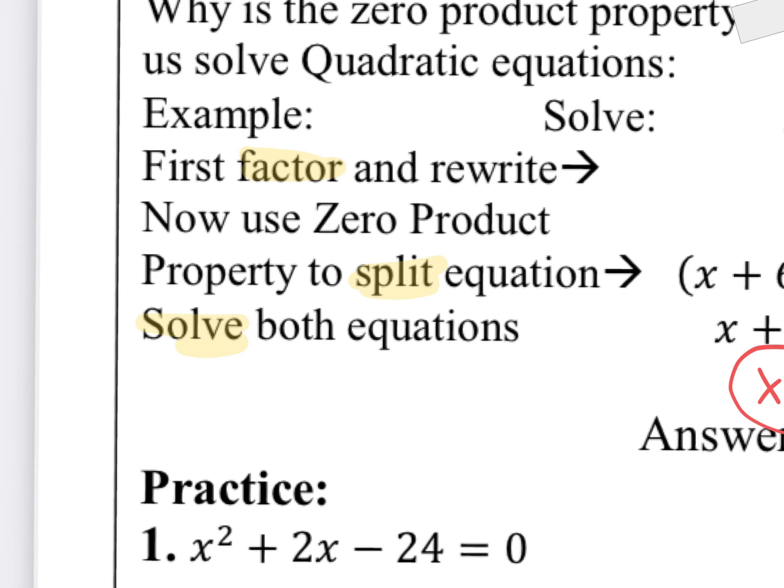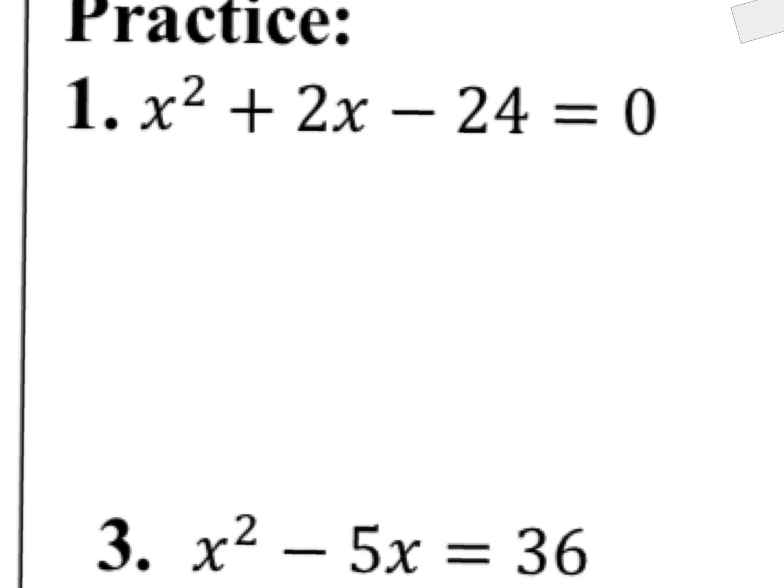To get the multiplication. Why do we want the multiplication? Because then you could split it. If it's equal to 0, you could split it and set them each equal to 0, and then you solve your two simple equations: factor, split, and solve. Let's do number 1 right here. Let's factor.